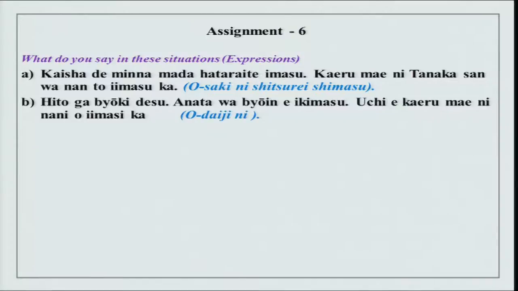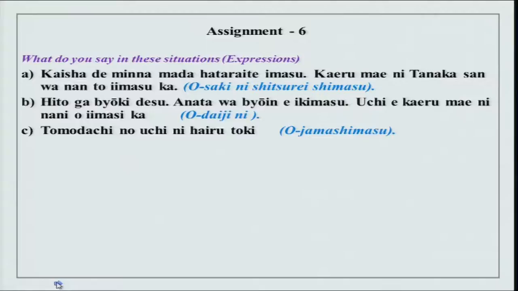Hito ga byouki desu. Anata wa byouin e ikimasu. Sono hito ni aimasu. Soshite uchi e kaeru mae ni nani o iimasu ka? Well, before you leave someone who is sick, what do you say? You say o daiji ni. Ki o tsukete kudasai, o daiji ni.